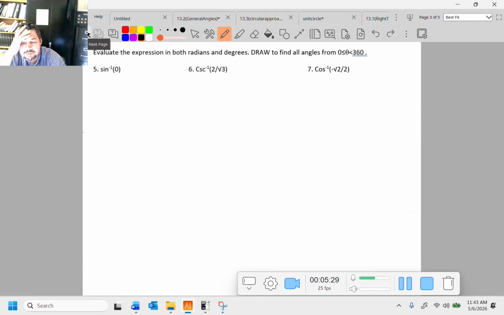5. Evaluate the expression in both radians and degrees. Draw to find all angles measured between 0 and 360 degrees. So we have the arc cosecant of 2 over √3. We're supposed to find the angle whose cosecant ratio is 2 over √3. Now, what I notice is this is positive.